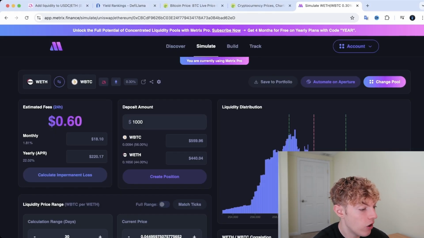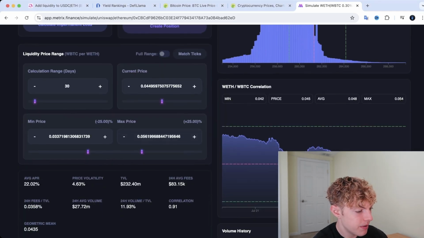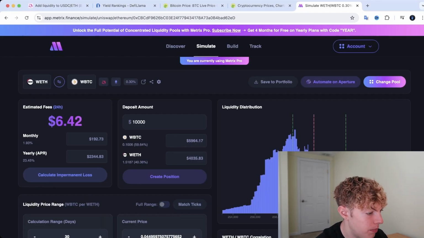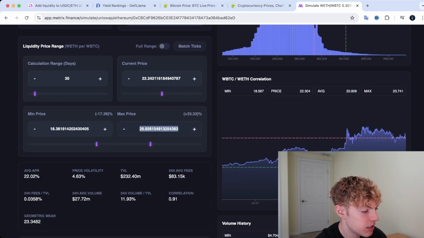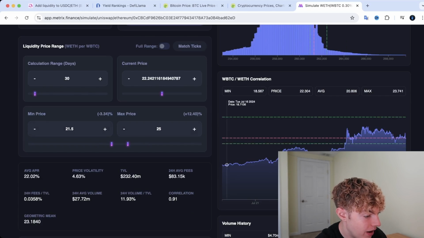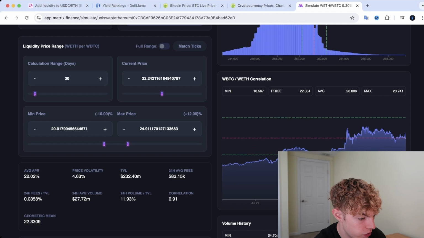So once again, let's set our deposit amount as $10,000, and then I'm going to scroll down, and for max price I'm going to set it to 25, and then for min price I'm going to set it to 21.5. So now I'm going to go ahead and click this little swap button right here. And if I were to go down and set my max price to about 25 and then my min price to 21.5, we have a graph looking like this. I'm actually going to leave more room for that min price, so I'm going to scroll down to about here.